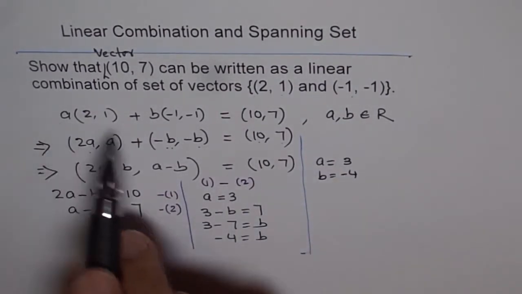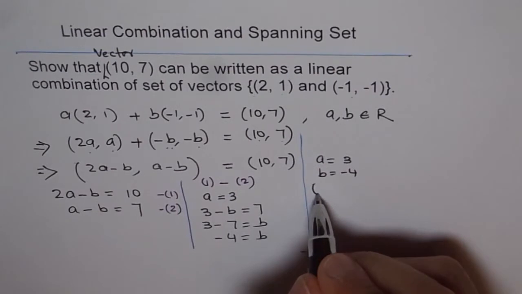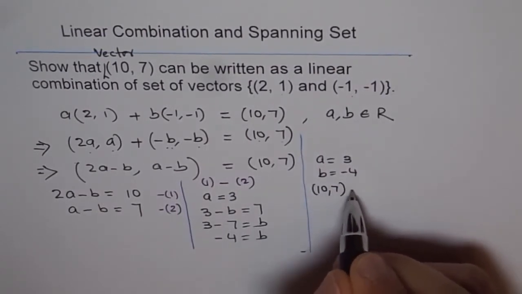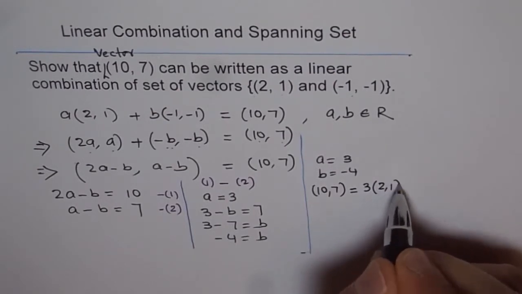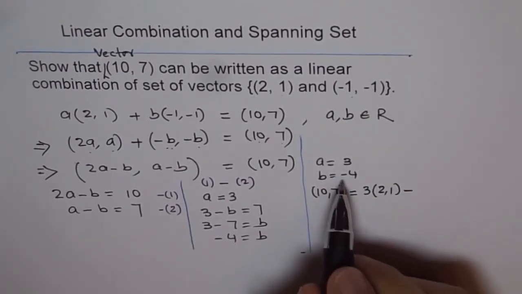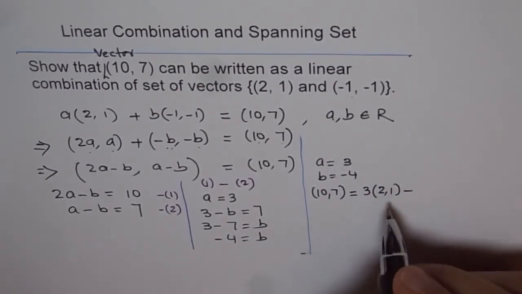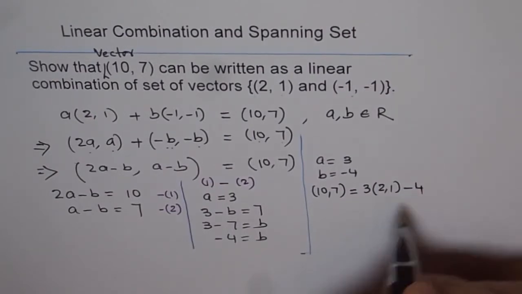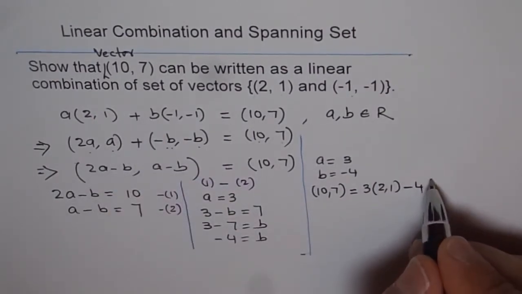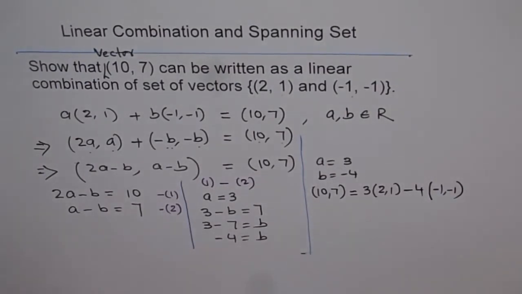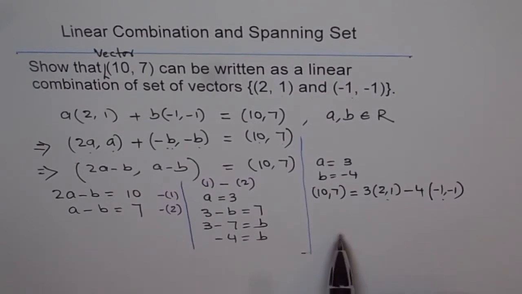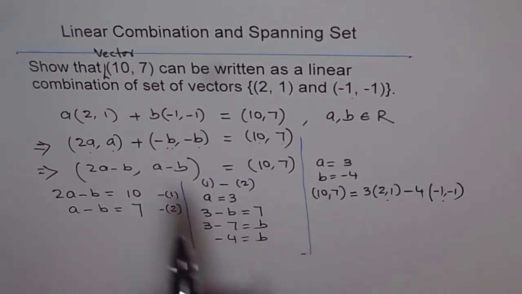So we can now write the vector (10, 7) as equal to 3 times (2, 1) plus, B value is -4, so I am writing minus 4 times (-1, -1). So that becomes the linear combination of these two vectors, which will give us the required vector.